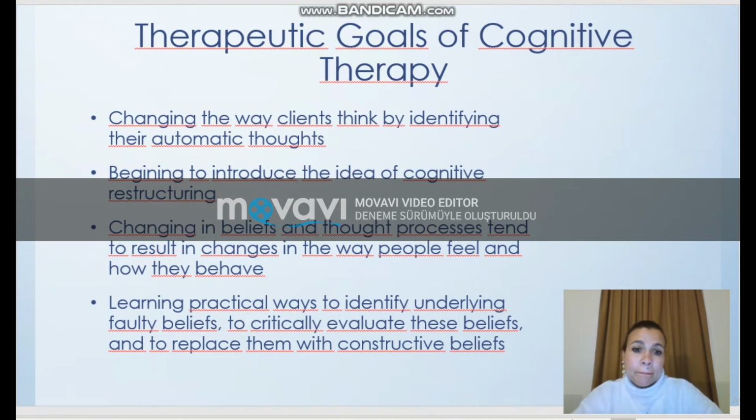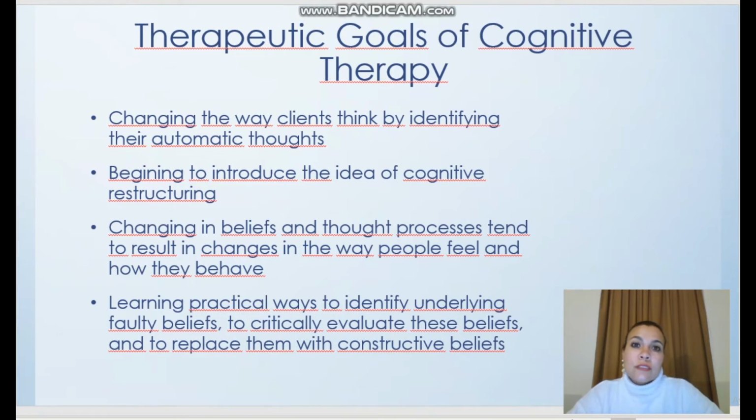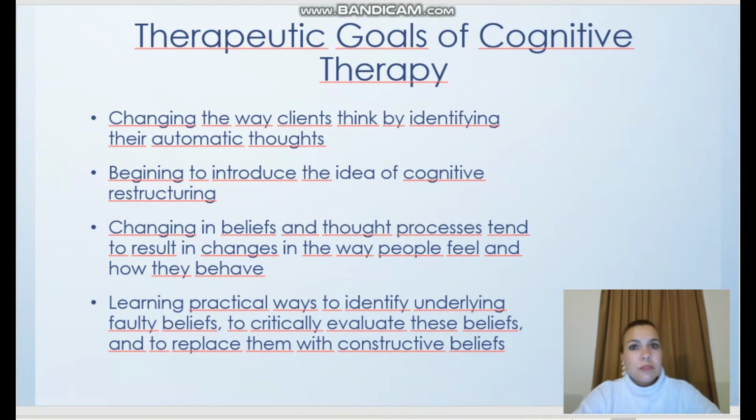Okay? And of course, they also want to facilitate the group members to learn practical ways to identify underlying faulty beliefs, to critically evaluate these irrational beliefs on their own, and to be able to replace them with constructive, alternative ones.